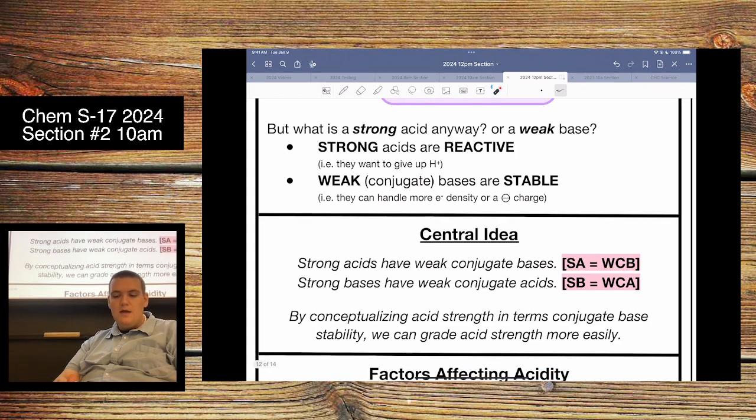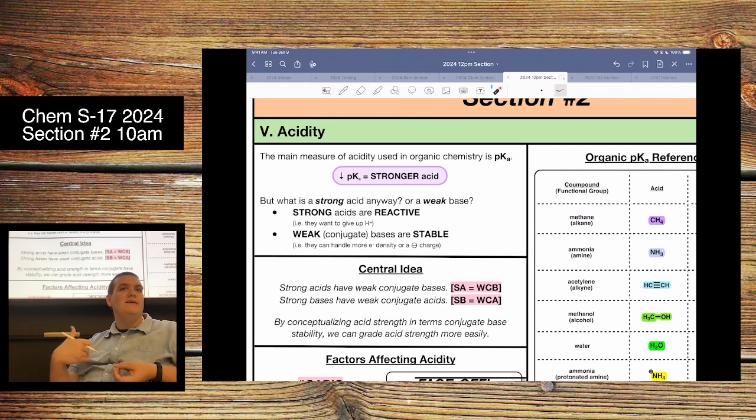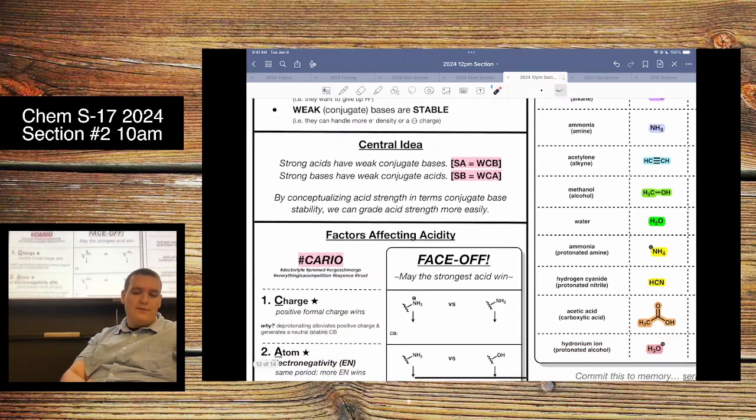So for me, it is hard to conceptualize things being more or less reactive, and I prefer thinking about which of them have more stable conjugate bases. So we're going to do some mental gymnastics, and it's going to feel like we're bending over backwards and translating it, but hopefully you'll see this when we do some examples.